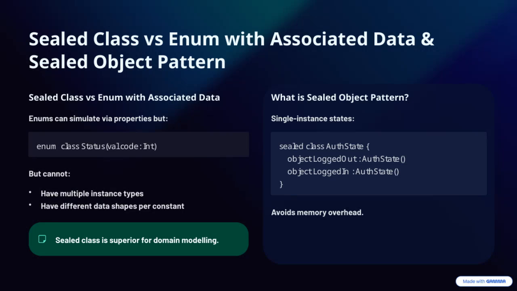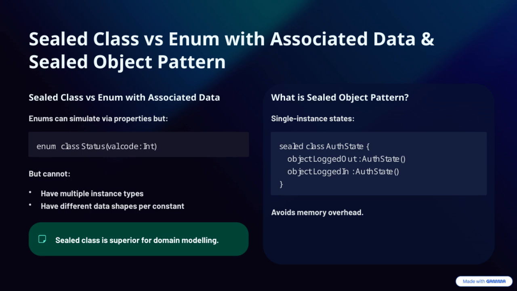Now, let's talk about how sealed classes help us avoid memory overhead. Unlike traditional class hierarchies, sealed classes restrict the inheritance to a known set of subclasses, which makes it easier for the compiler to optimize memory usage. In this example, you can see a sealed class called AuthState. It has two singleton objects, LoggedOut and LoggedIn. These are single-instance states, which means we don't create multiple copies of them, saving memory and simplifying state management.